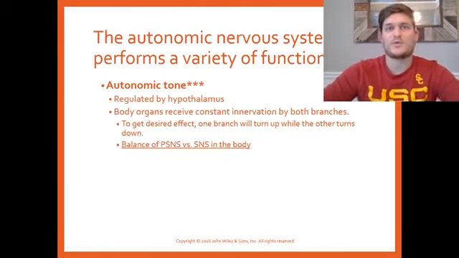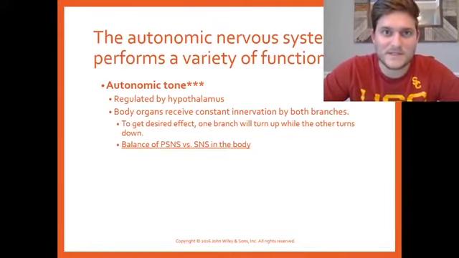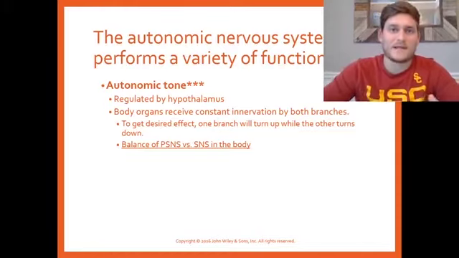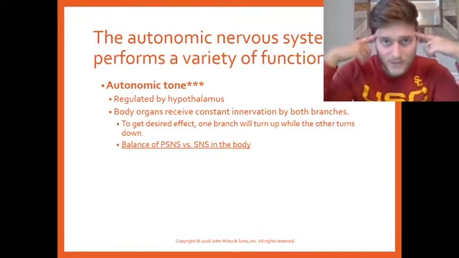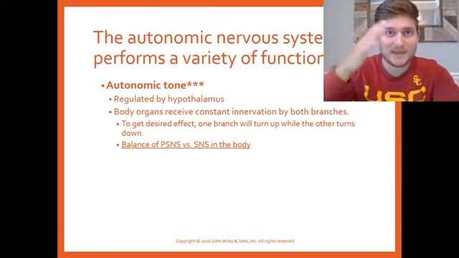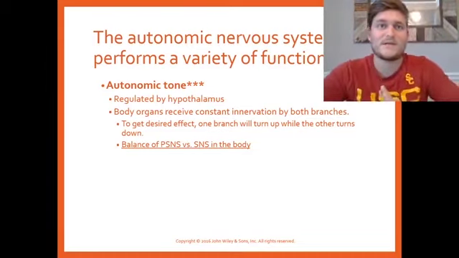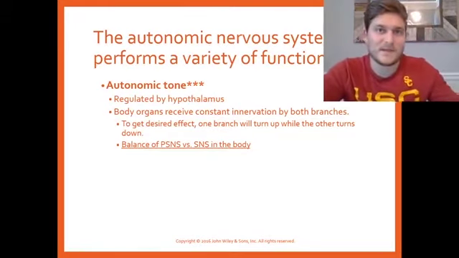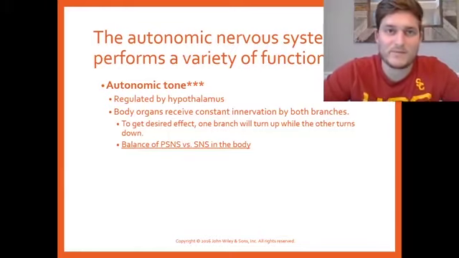The balance between the parasympathetic and sympathetic divisions of the autonomic nervous system is called our autonomic tone, which is going to be regulated by our hypothalamus. And so all the sensory information is going to come into the brain, and then the hypothalamus is going to help dictate, do we need more sympathetic nervous activity or do we need more parasympathetic nervous activity? And again, organs receive messages from both.